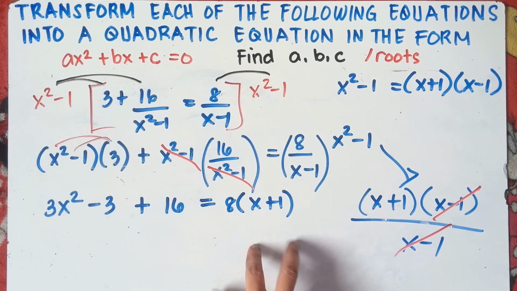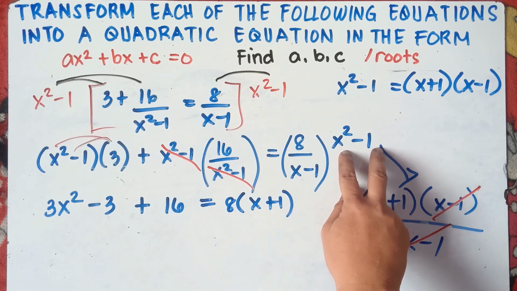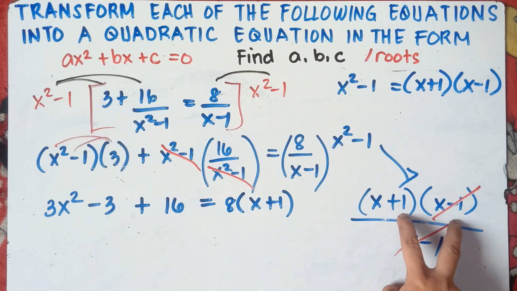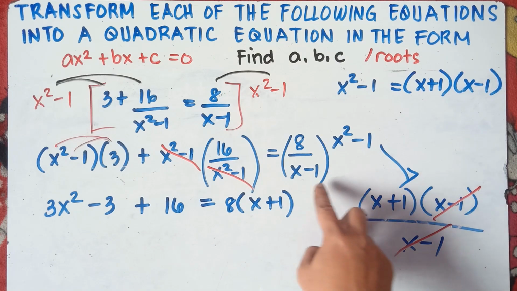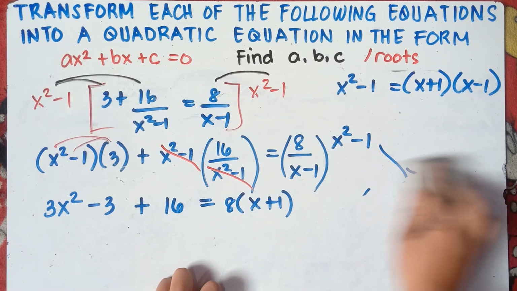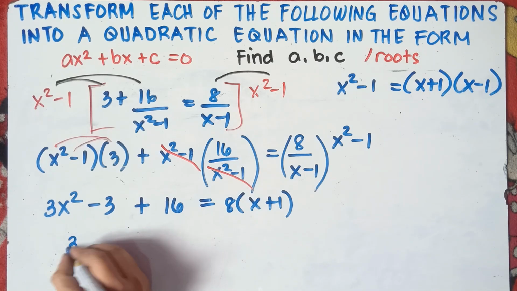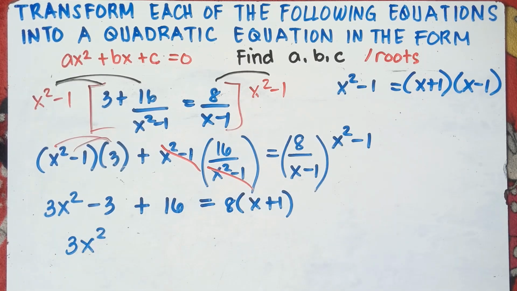Alright, I hope you understand this one, class. Where did we get x plus 1? Once again, x squared minus 1 is just the same with x plus 1 and x minus 1. We divide it by x minus 1. We cancel this out. The remaining will be x plus 1. Alright, and then we copy this one, 3x squared. Can we simplify this one, class?